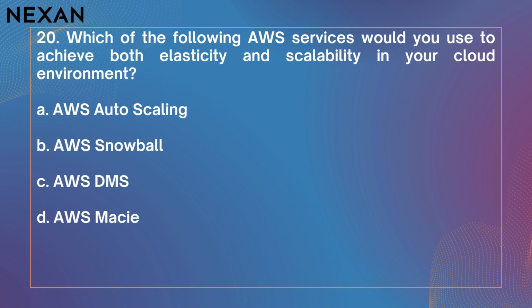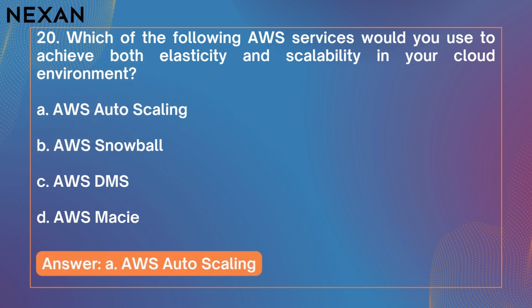20. Which of the following AWS services would you use to achieve both elasticity and scalability in your cloud environment? A. AWS Autoscaling. B. AWS Snowball. C. AWS DMS. D. Amazon Macie. Answer A. AWS Autoscaling.